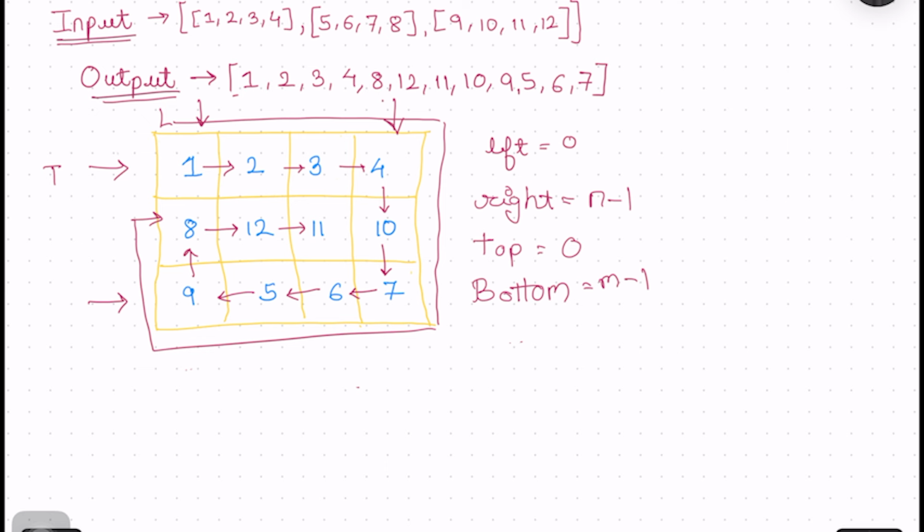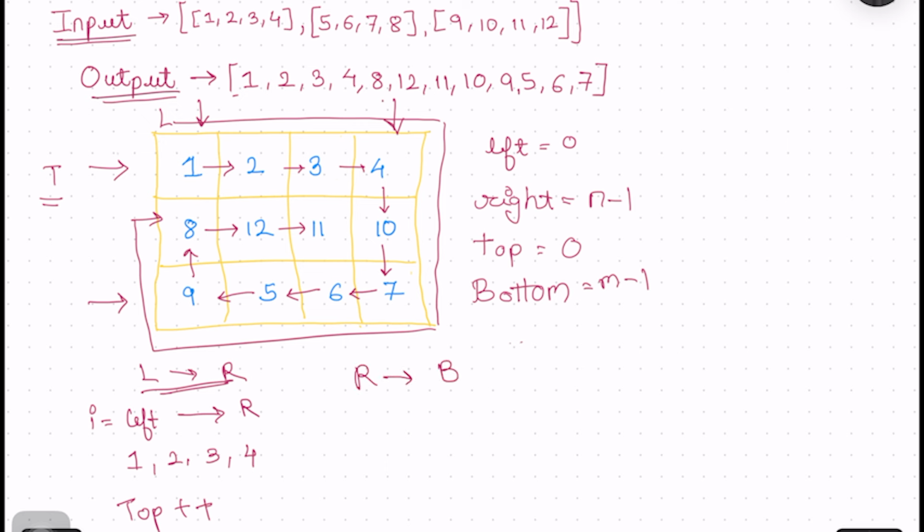When we are traversing in different directions, for each direction we'll have one for loop. When I'm traveling from left to right, my for loop will start from i equals left and go till right. For this, the output will be 1 2 3 4. So I've traversed the first row completely. I don't want to come back to this row again, so I'll move my top pointer, top plus plus.